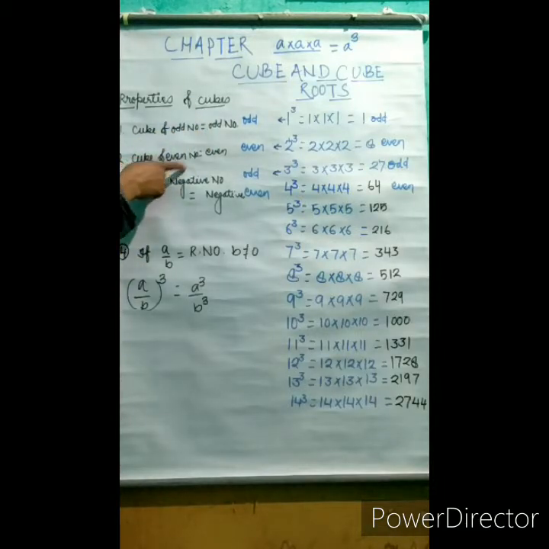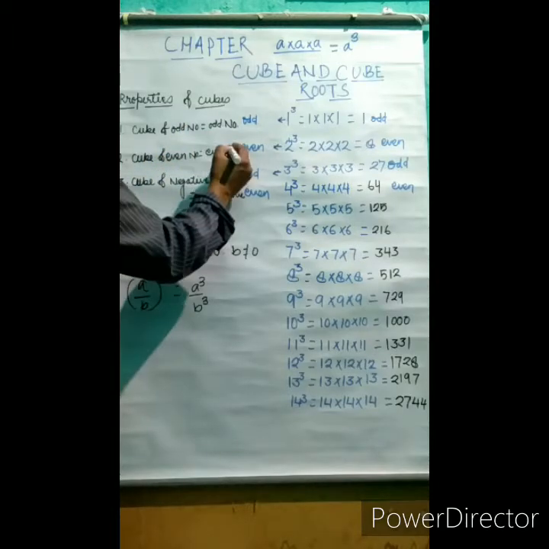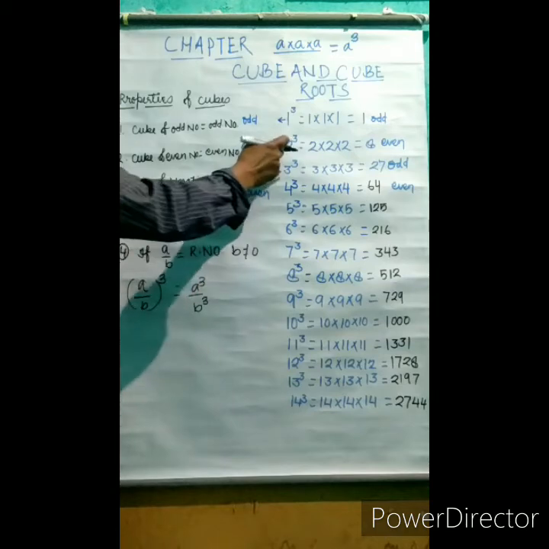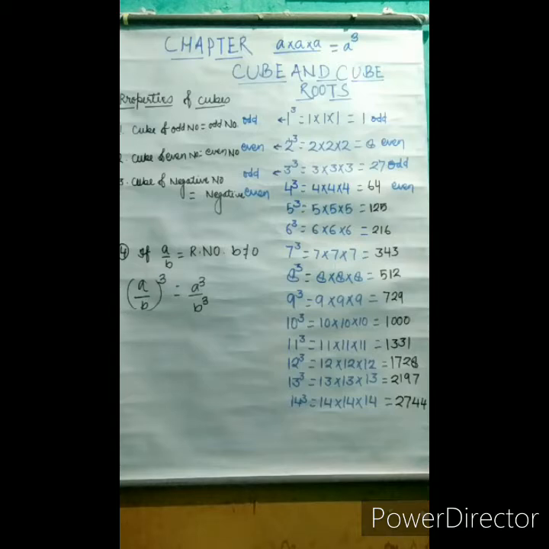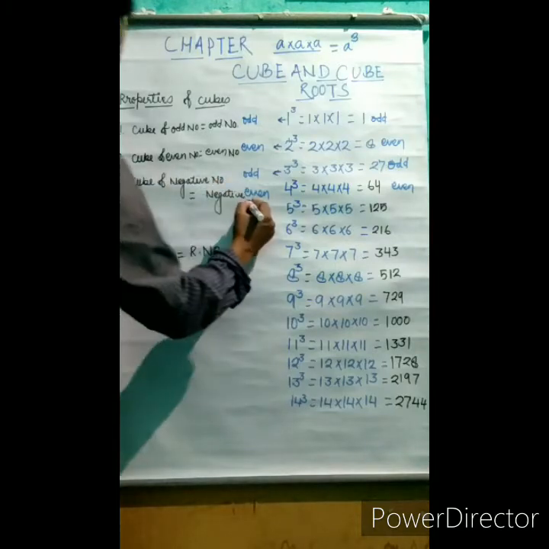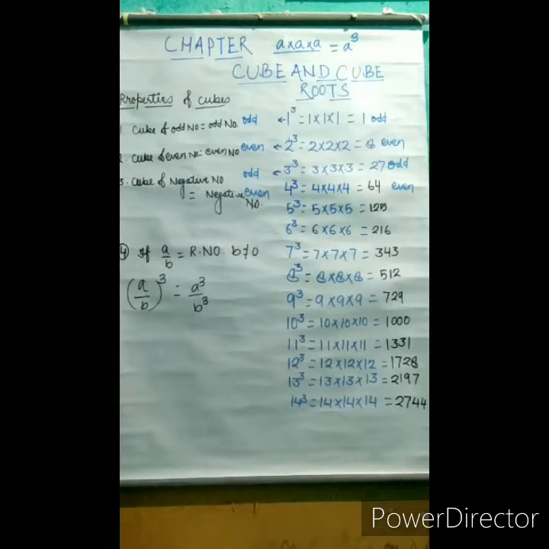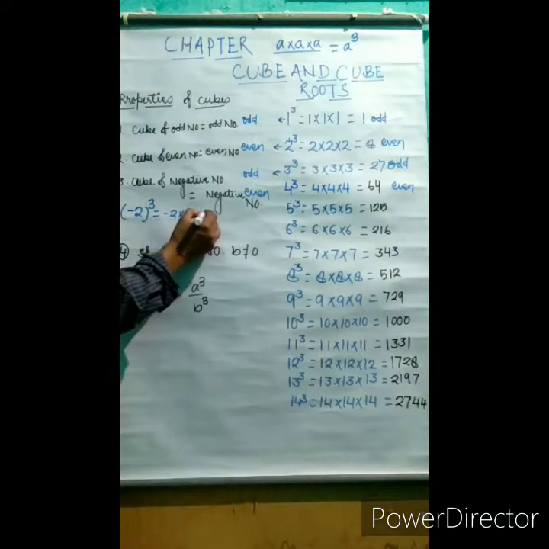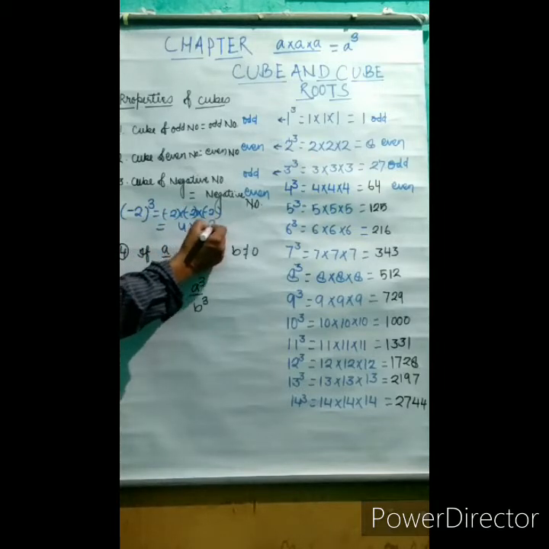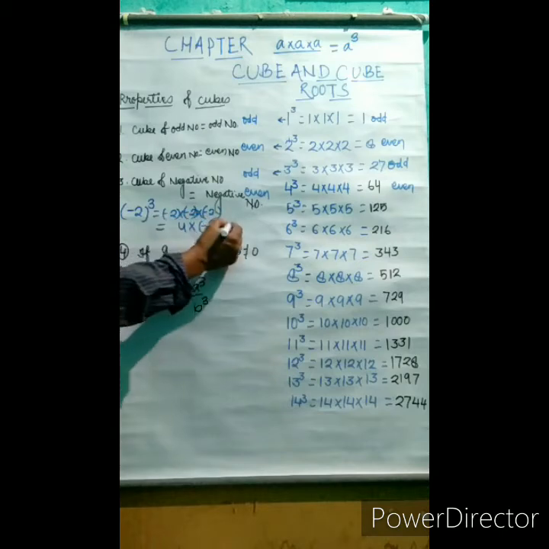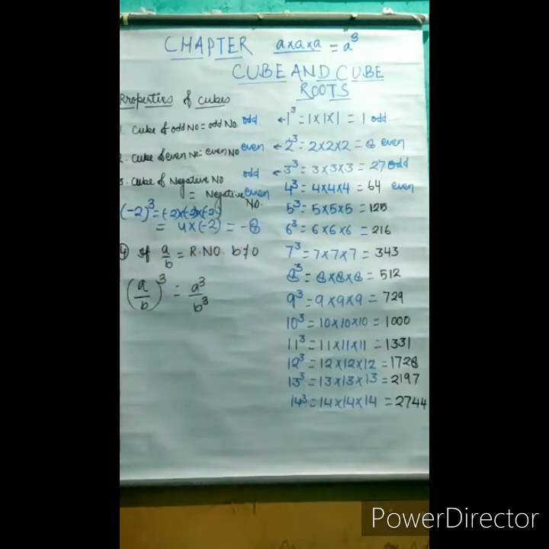Next, the cube of an even number is always an even number. That we have seen already. 2 is an even number, so the cube of 2 is equal to 8, which is an even number. Now the cube of a negative number is always a negative number. We will have one example: -2, its cube. We multiply -2 three times. So -2 into -2 you will get 4, then 4 multiplied by -2 you will get -8.